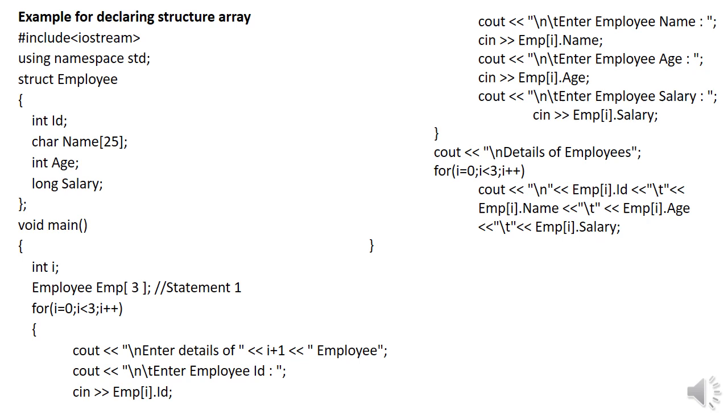Then I value is incremented to 2, 2 less than 3, that is valid. Then it will display the third employee's details. So there is a slash n, so it will again skip to the new line. In the third line it will display emp2.id, the third employee's ID, then the third employee's name, the third employee's age and the third employee's salary. So in between all these values there is a tab space. So it will be displayed like a table. The output I will explain in the next slide. This is the way of declaring a structure array.